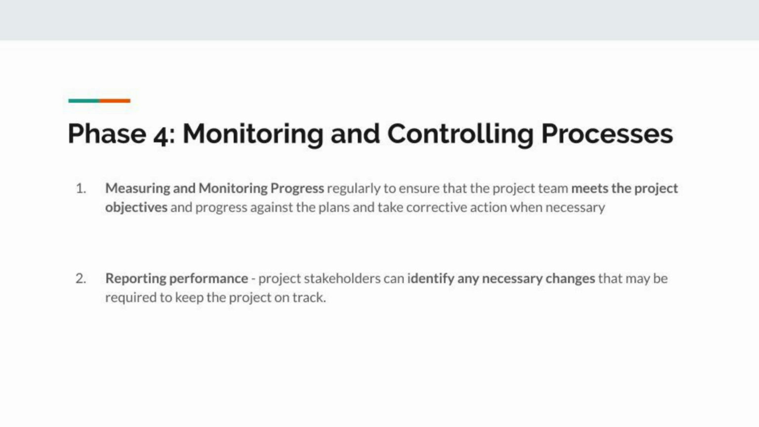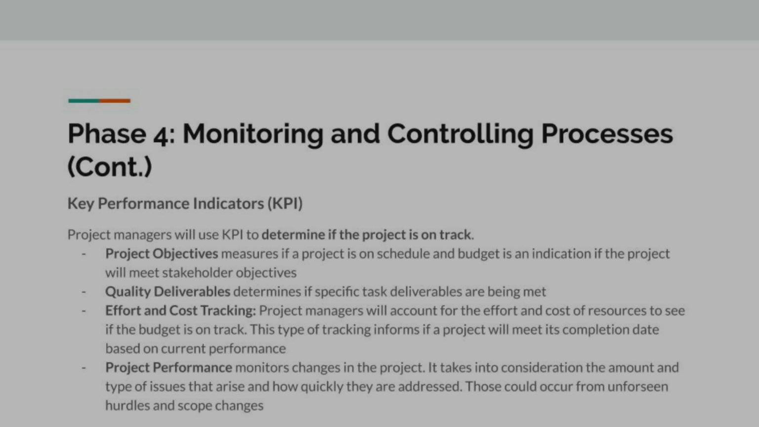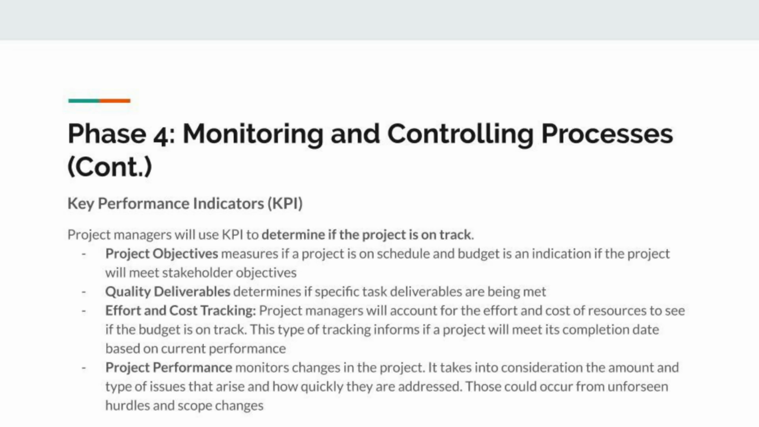Monitoring and controlling processes is all about measuring and monitoring progress regularly to ensure that the project team meets the project objectives and progress against the plans, and to take corrective action when necessary. It's also about reporting performance. So this is where the project stakeholders can identify any necessary changes that may be required to keep the project on track. In this slide, I will be talking about Phase 4, monitoring and controlling processes continued.